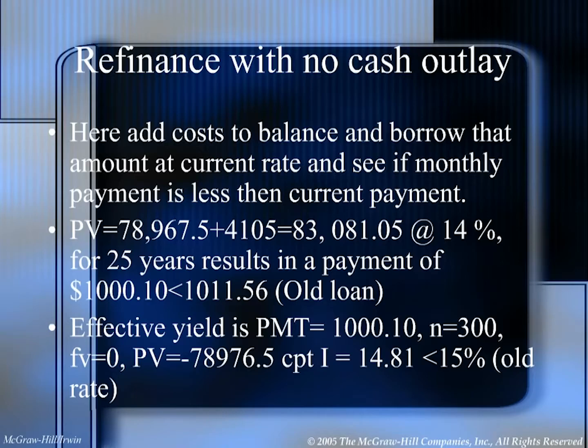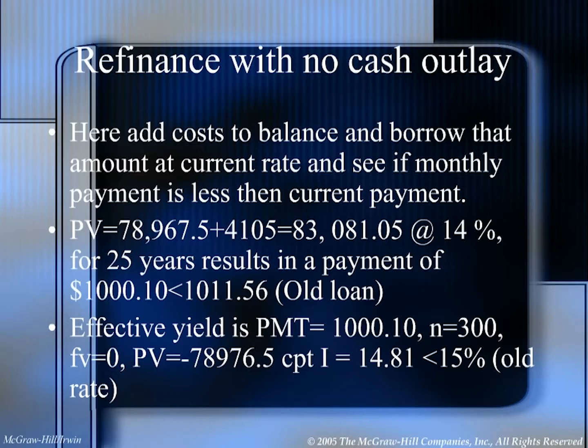Currently paying $1,011.56. So granted, it's only $11.46 less a month, but it didn't cost you a thing. You're still going to make the same number of payments, and the loan will be paid off. But now you're just going to pay out $11.46 less a month. So it has to be a better loan. But we could figure out what exactly the effective yield is to figure out if it is a better loan.